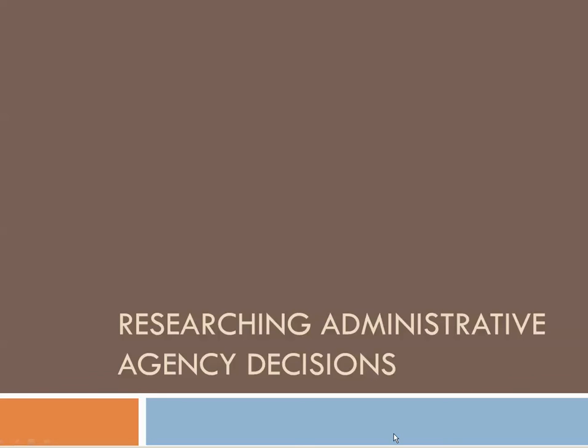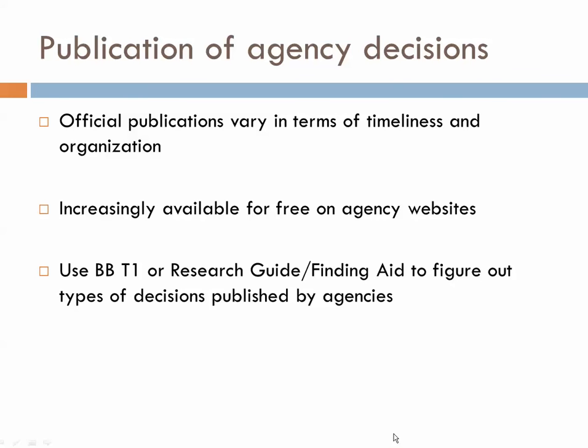In this video, we're going to talk about how to research, how to basically find the administrative law decisions we mentioned in the earlier video. So let's just spend a second talking about publication. The official publications from the federal agencies vary quite a bit in how timely they are, and how they're organized can be different. But luckily, increasingly, these decisions are available freely on agency websites, so that's one really good place to look for agency decisions.